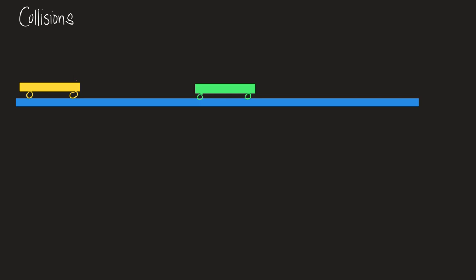The thing we ended on was this idea that if we have a collision, say, where one cart's going to strike another, the momentum of the yellow cart plus the momentum of the green cart before they collide is going to stay the same after they collide.